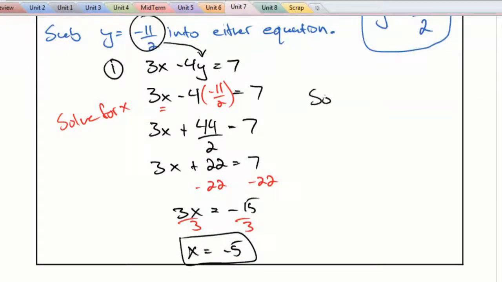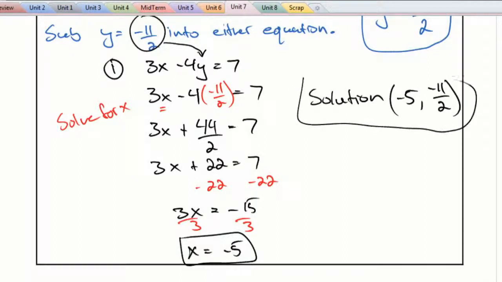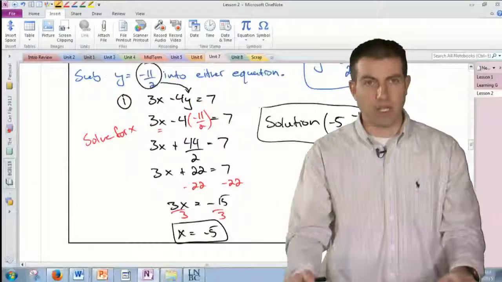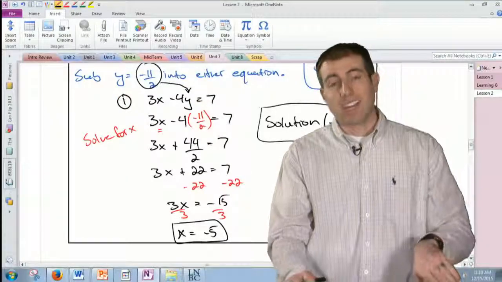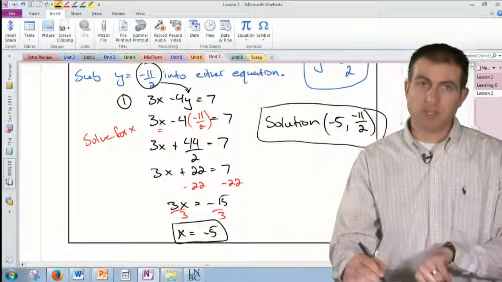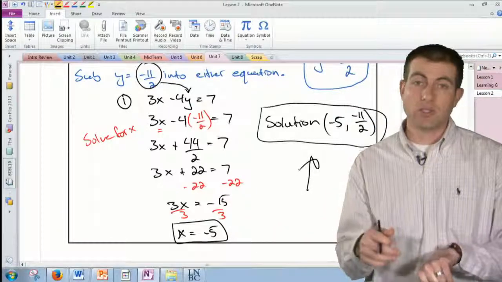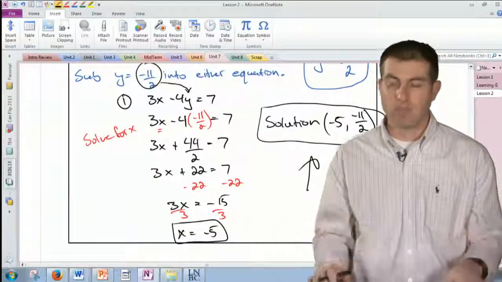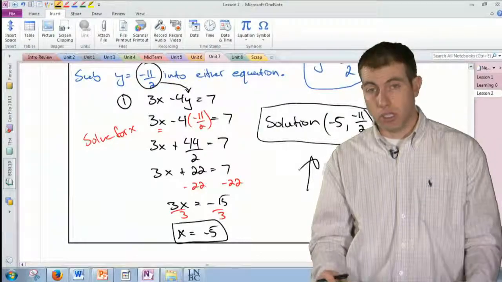So my solution is my x term, negative 5, and my y term, which was negative 11 over 2. That would be the answer to the system of equations. Two equations, if I were to draw a graph, they would both intersect at negative 5, negative 11 over 2. I could check by substituting my solution into both equations, making sure the left side equals the right side. And I encourage you to check.